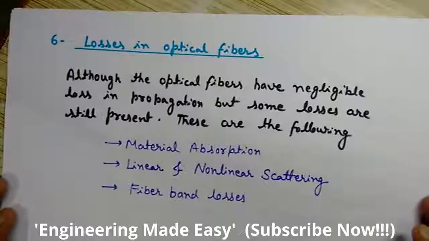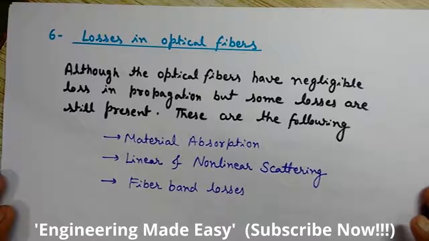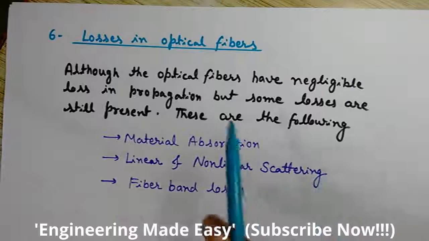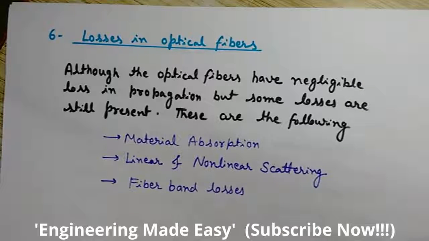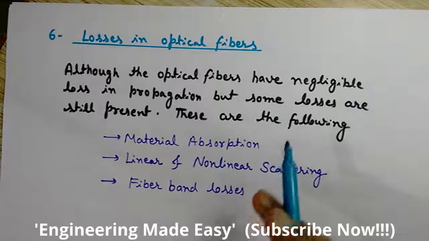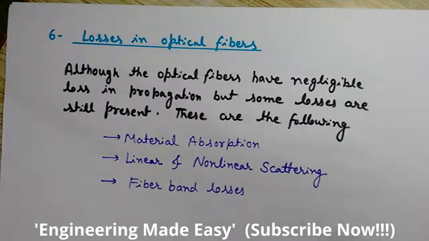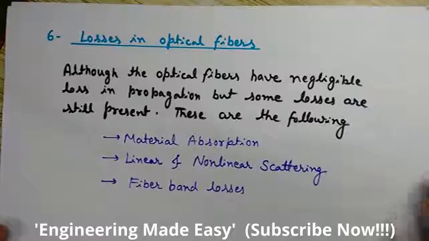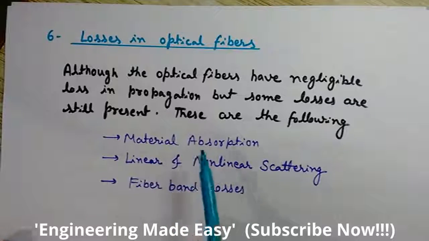Now the sixth point of our discussion is losses in optical fibers. Now we will discuss what are the various kinds of losses. As I have told you, although the optical fibers have negligible losses while propagation, still there are some losses, although maybe very small. But what are these losses? These are the following. First is the material absorption.